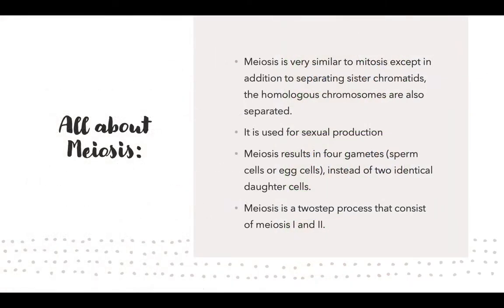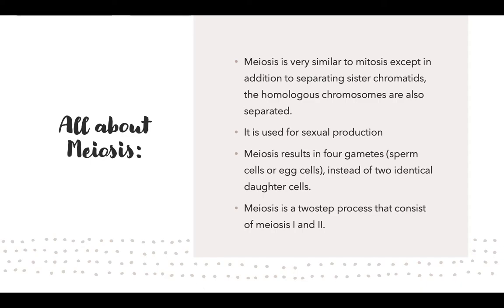So, all about meiosis. Meiosis is very similar to mitosis, except in addition to separating sister chromatids, the homologous chromosomes are also separated. It is used for sexual reproduction, and meiosis results in 4 gametes, which are sex cells, so sperm cells or egg cells, instead of 2 identical daughter cells. And those 4 cells are all different.